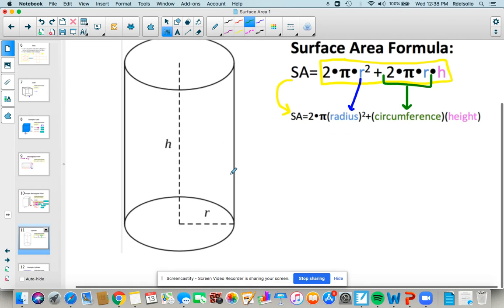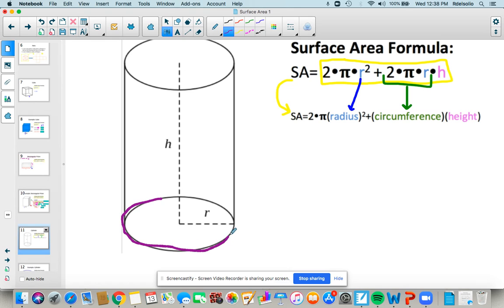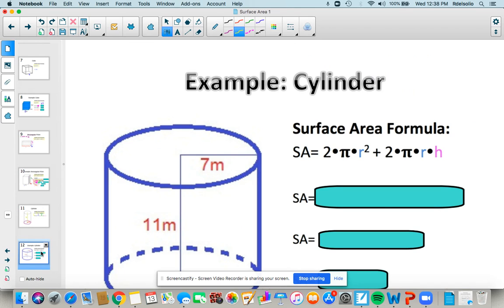So if you're looking at the cylinder on the left, we get our radius, the r. Remember, the bottom of this cylinder is a circle. So we have a circle on the bottom. And the radius is the segment that goes from the center of the circle to the edge. And this we represent with the letter R. And then the height is how tall it is. So the vertical line here, and we're going to use the letter H to represent height. Okay, so let's look at an example of this.